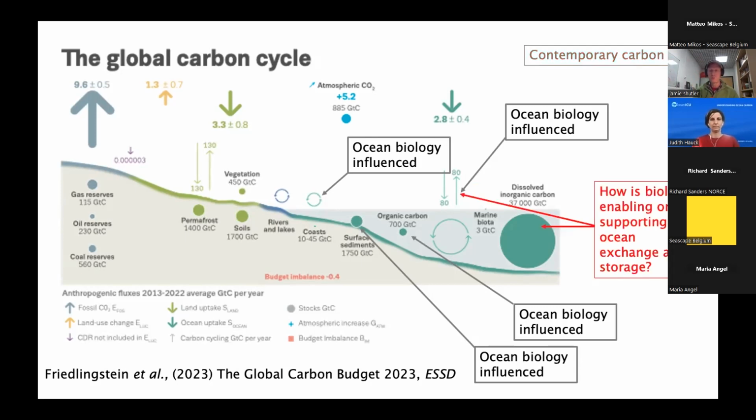the oceans. So my viewpoint on this is, how is biology enabling or supporting these large exchanges, both exchanges at the surface, but also the conditions that are set within the interior ocean itself? So, how is biology actually helping to support this large amount of dissolved inorganic carbon within the ocean, or is it, therefore, contributing that way?